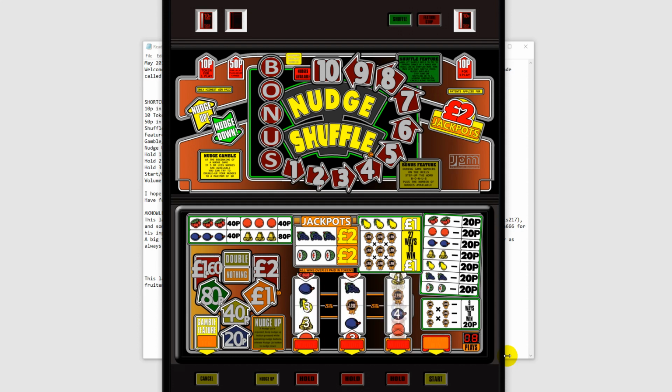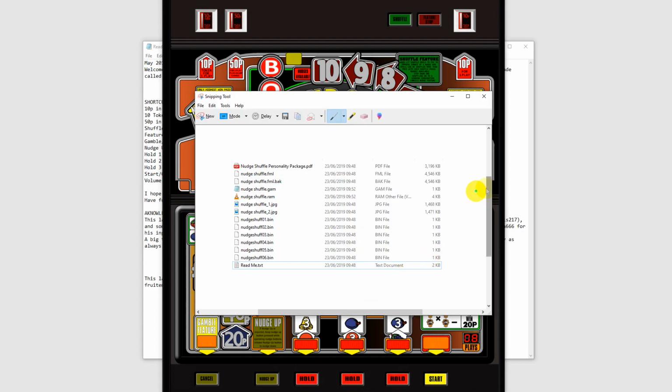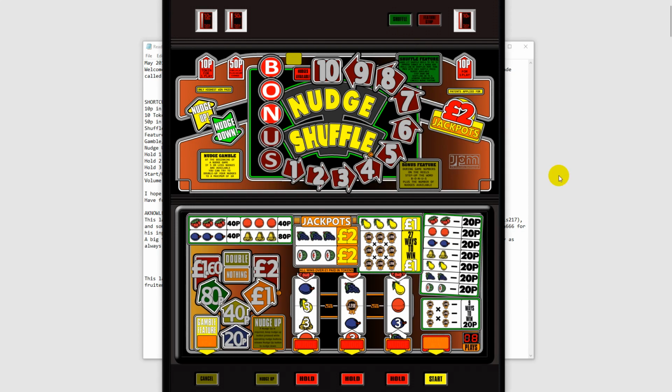Because as primitive as this machine is, let's just go back to the snip there. Look at the ROMs. You've got six 1 kilobyte ROMs. This whole thing was done in 6 kilobytes. That is a tiny, tiny amount of storage space that they had to write the code for a compensated Fruit Machine into. It does have holds, it has a feature, it has gambles, all that kind of thing. I guess whoever wrote this had to be very, very efficient.